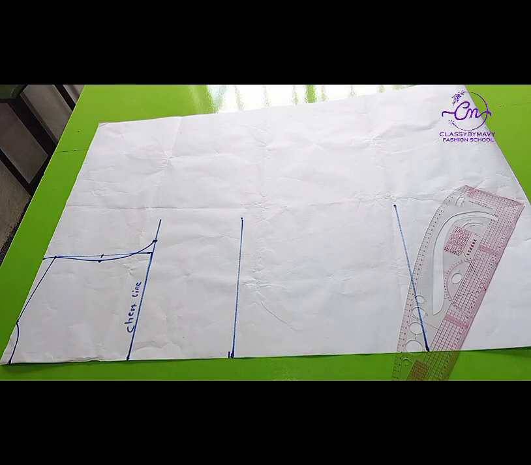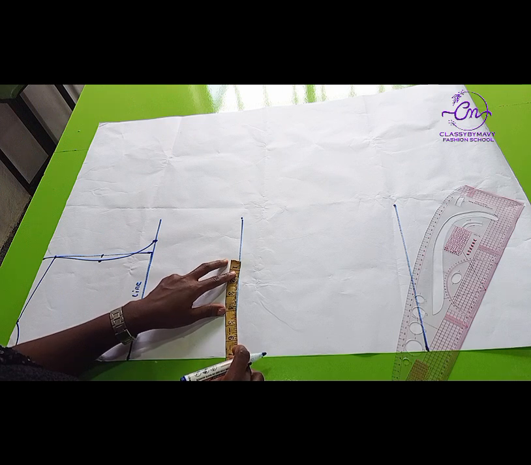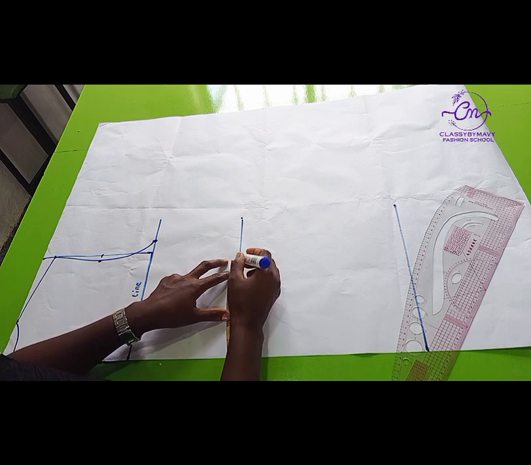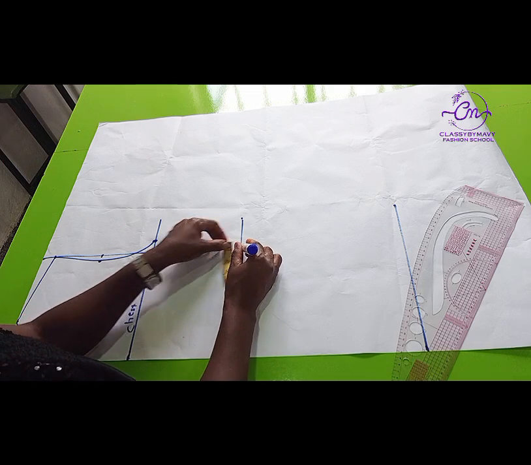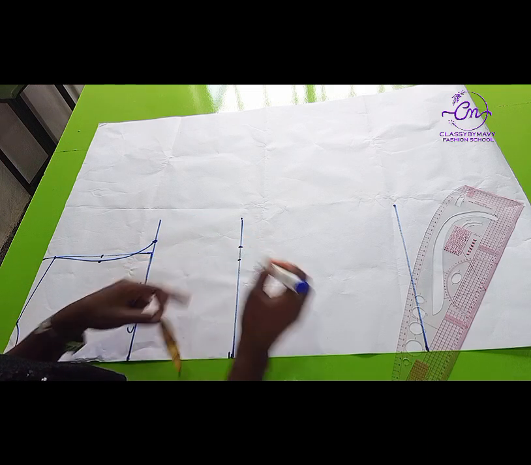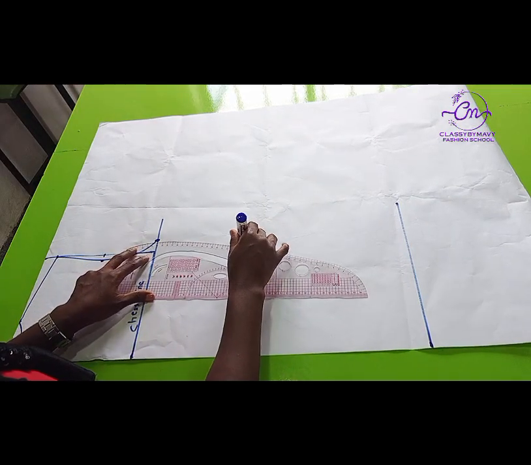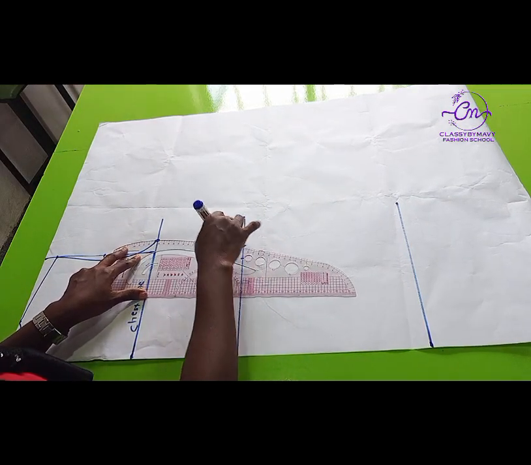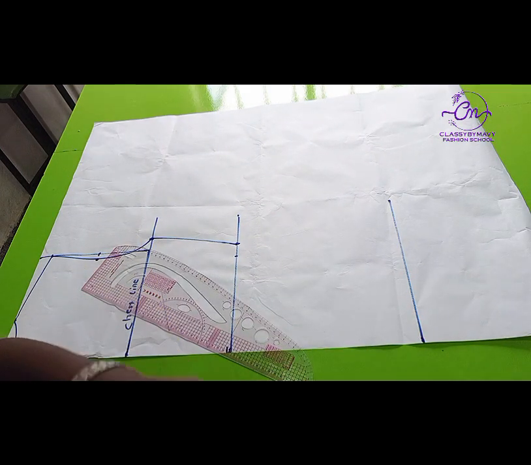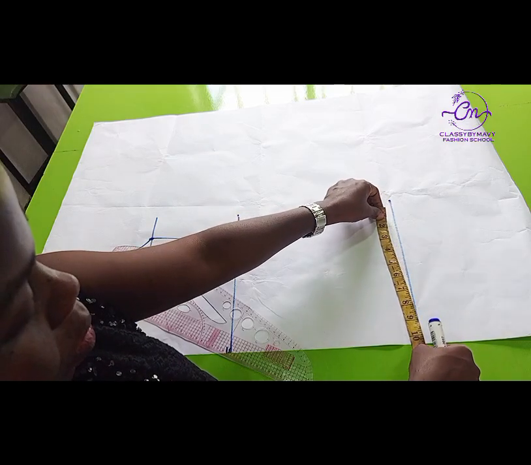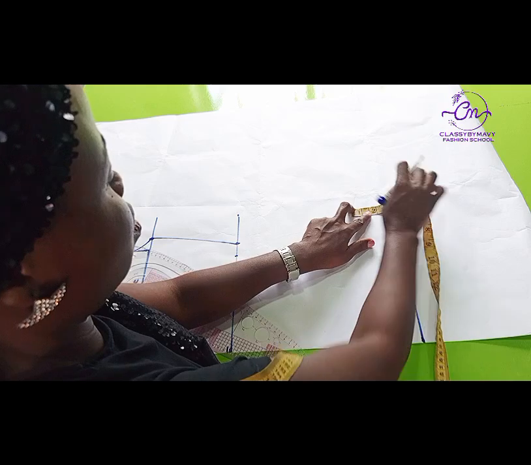Next, I'll be inserting my waist circumference measurement divided by 4. My waist circumference is 28, divided by 4 gives me 7. So I'll be marking 7 inches here. Then I'll add 1 inch, which I'll be using for my darts. I have marked 1 inch here. So I'll be linking from this 1 inch point to my chest line like this with a little bit of a curvy ruler. Now, after doing that, I'll come to my M line and insert my hip circumference measurement divided by 4, which is 42 divided by 4, 10.5.